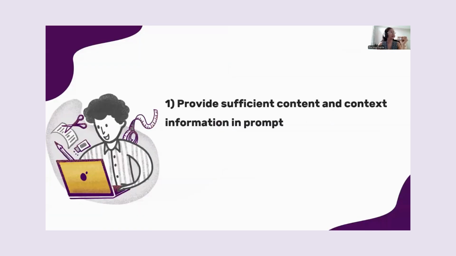So the first one is to provide sufficient content and context in the prompt itself, because the prompt is the starting point. The AI is listening to your prompt and responding to it. So if your prompt is solid and has sufficient information, the AI is going to pick up this information from your prompt and make the answer right and yet generative.